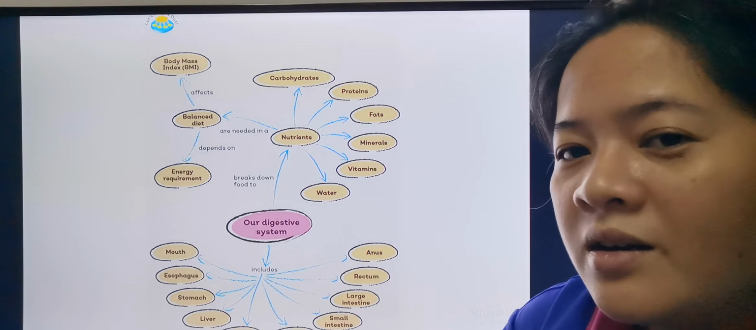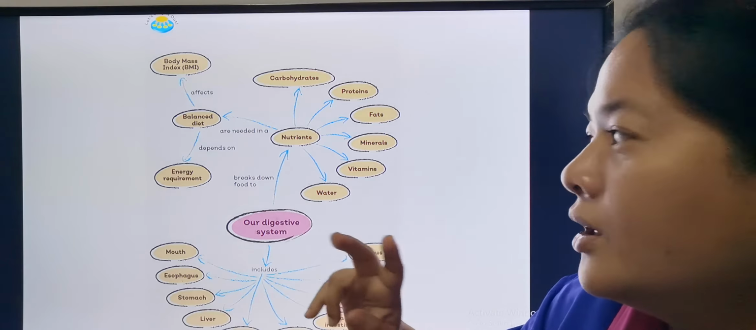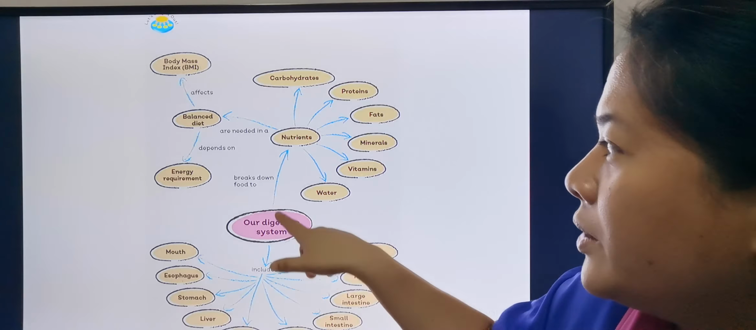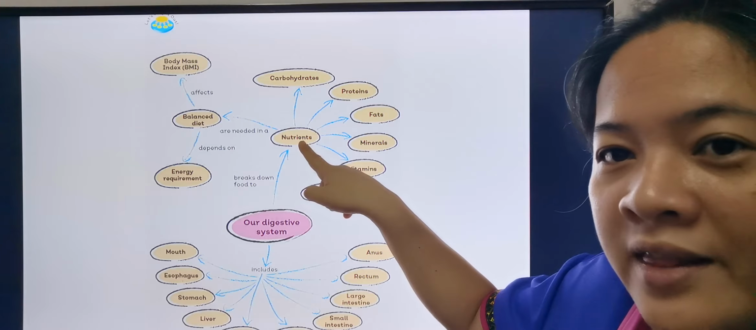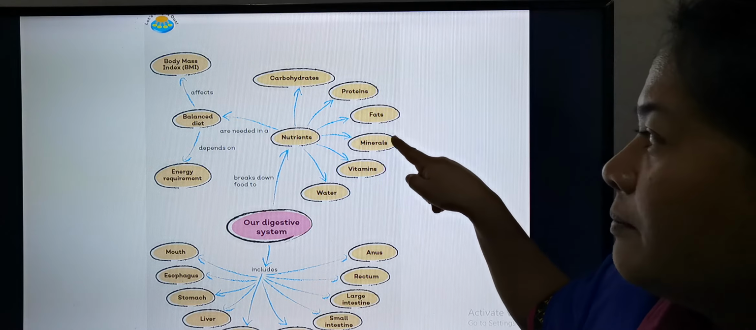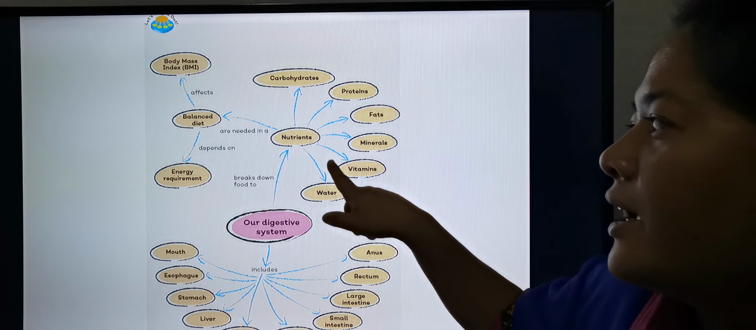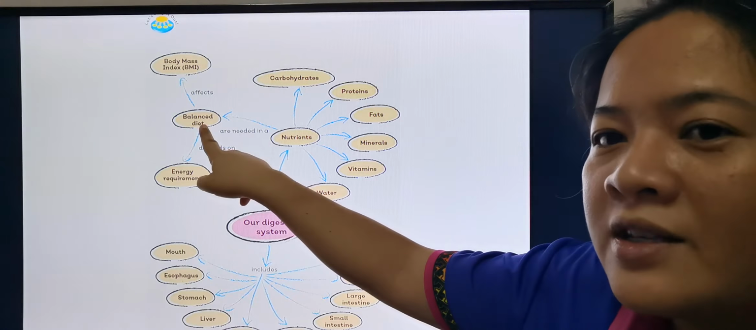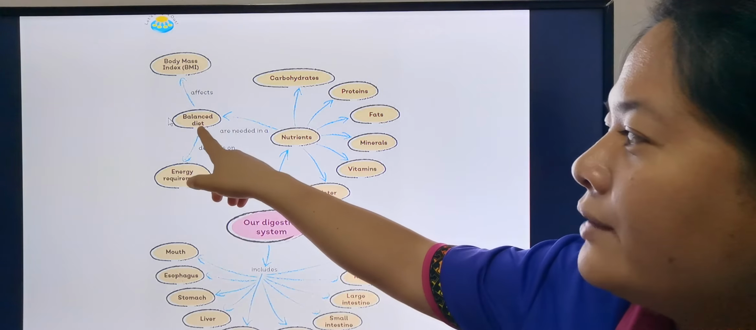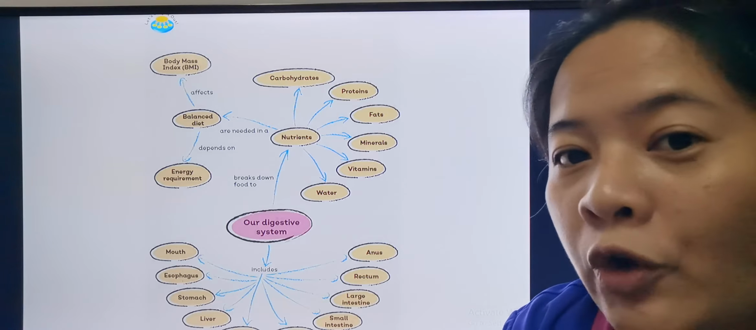So here is the concept map of our chapter, our digestive system. We need to understand two: nutrients and the digestive system itself. So when we study about nutrients, we have to know the different types of nutrients. We have carbohydrates, proteins, fats, minerals, vitamins, and water. And then we need the nutrients for us to have a balanced diet. Okay, this one, balanced diet.